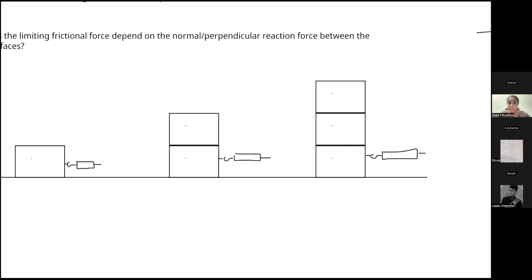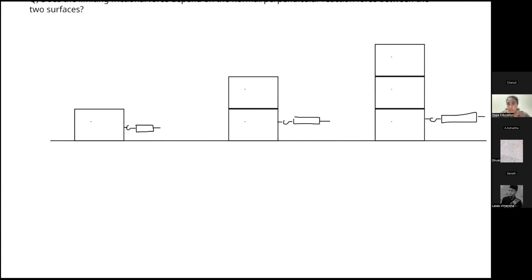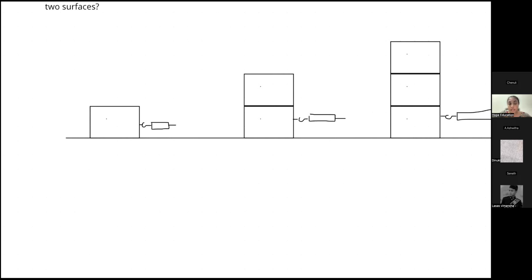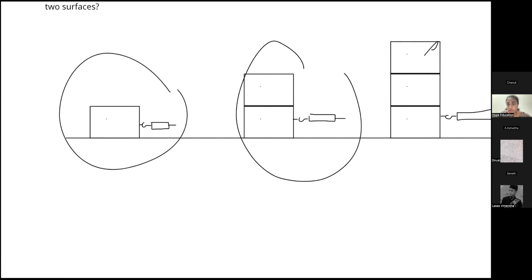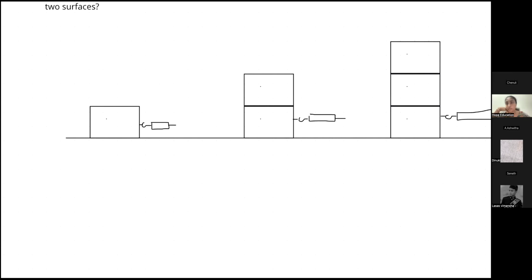Here's the thing, right? Let's say all the objects are identical. If you take these three systems, first, second and third, which has the highest weight? Third. Why? Because there are three wooden blocks. In the first one, there is only one wooden block. In the second one, there are only two. But in the third one, there are three. So the weight is highest in the third.